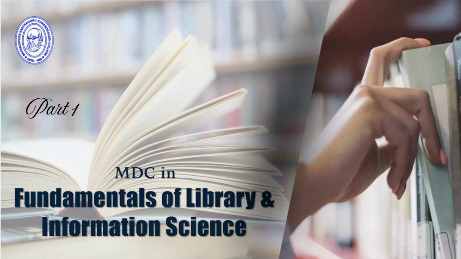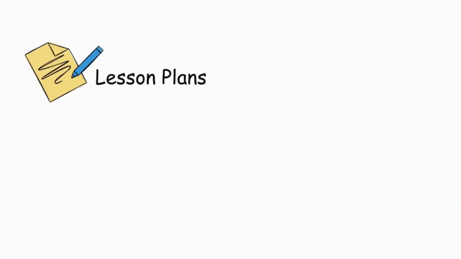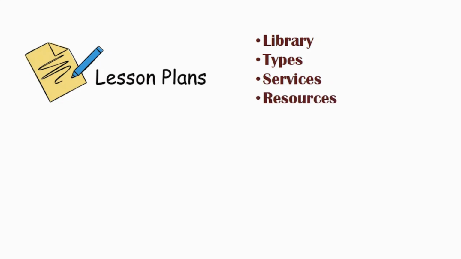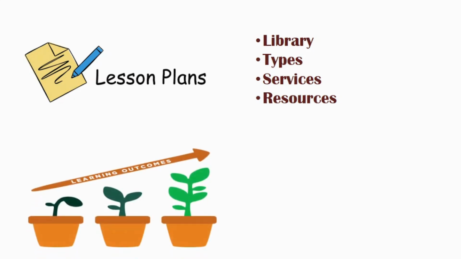Okay, so let's start. Today, in this discussion, we would start with the lesson plan. Firstly, the library. As we are studying library and information science, we should know what the library is: its definition, its types, the services provided by libraries, and the resources with which a library is developed. And secondly, what would be the outcome of the study?